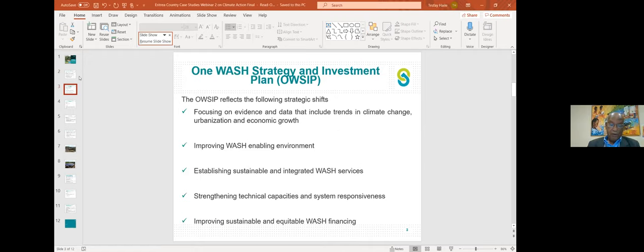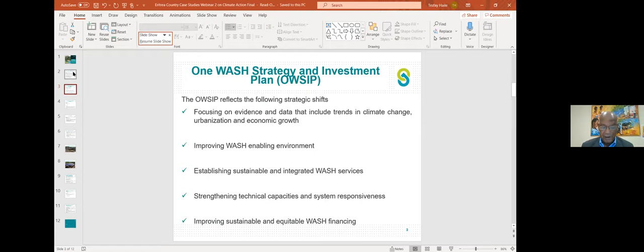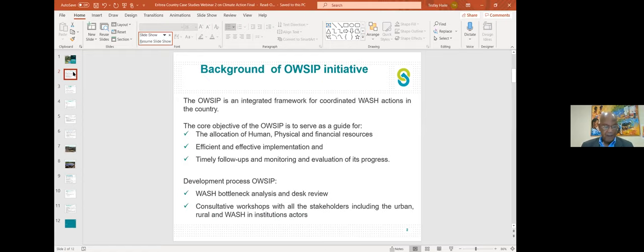As a background continuation of the initiative, the One WASH strategy and investment plan is an integrated framework for coordinated WASH actions in the country. The core objectives of this One WASH are to serve as a guide for the allocation of human, physical, and financial resources, efficient and effective implementation, and timely follow-up and monitoring and evaluation of its progress.